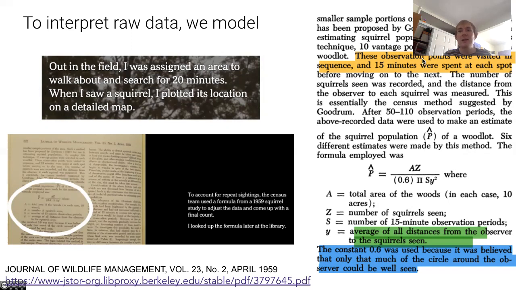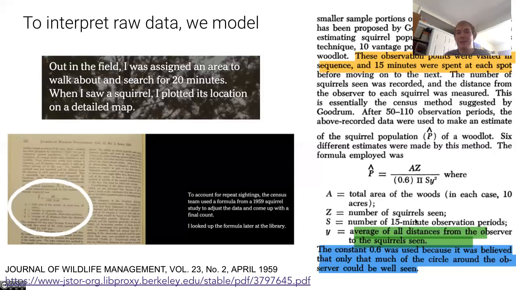For example, you can see here highlighted in orange, the original 1959 study says that they had a set of observation points, which they went to in order to count the squirrels, visited in sequence, and 15 minutes were spent at each spot. Over here on the left, you can see a screenshot from the article. It looks like this person, when doing the field work, spent 20 minutes in each spot. Yet they still decided to use this same formula from the study. If this person is spending 20 minutes at each spot, maybe they might see more squirrels compared to the original study where they only spent 15 minutes at each spot. That's just something to keep in mind. Maybe this formula isn't perfect, considering the process that these people in the 21st century went through.